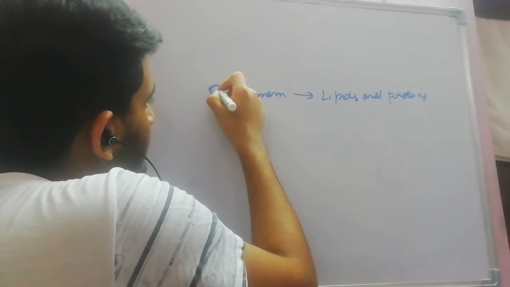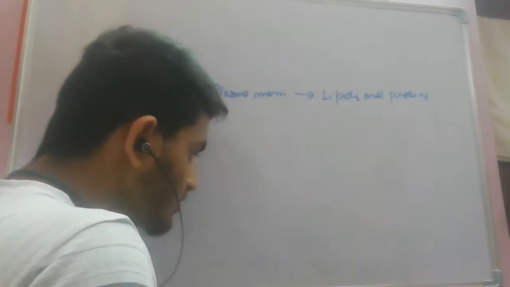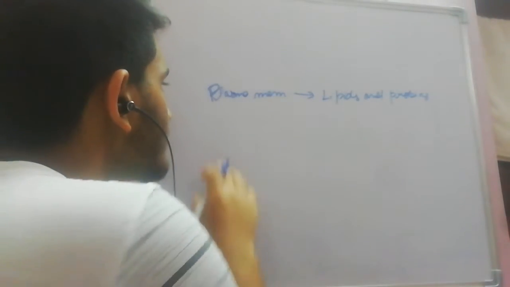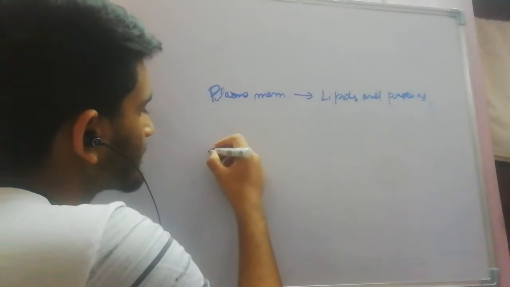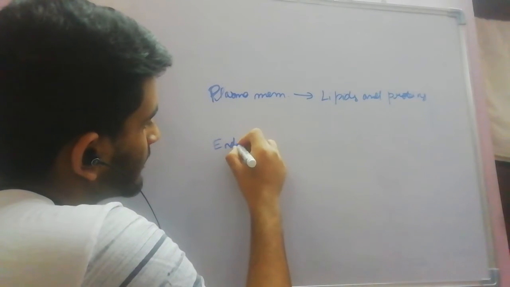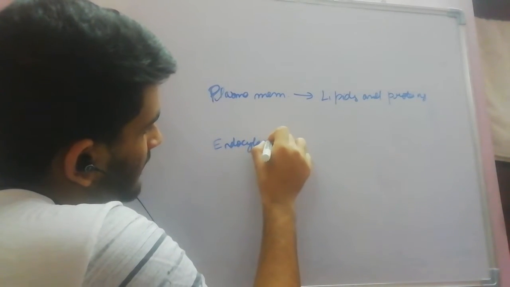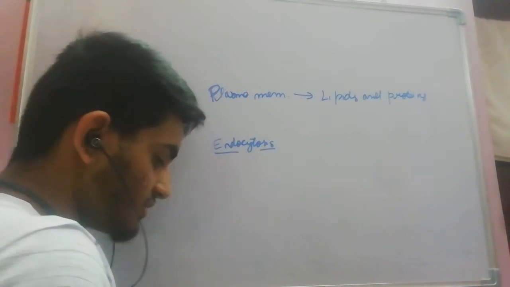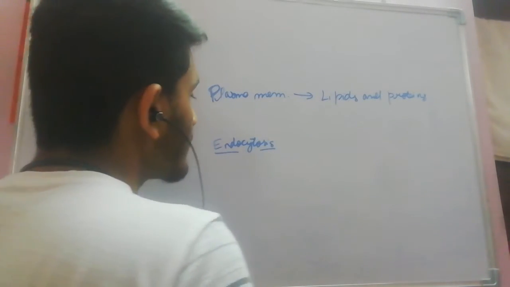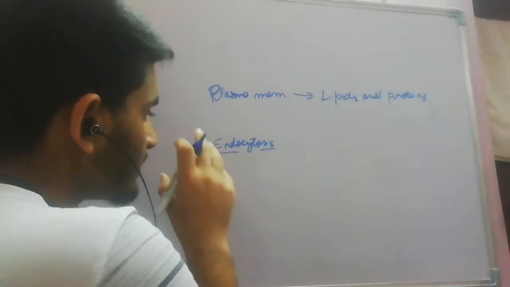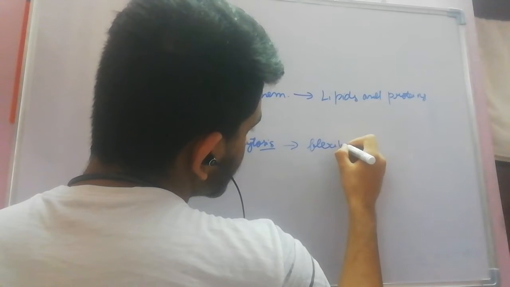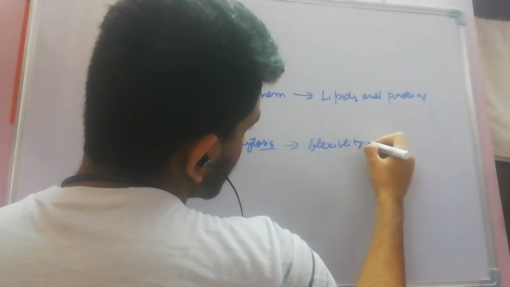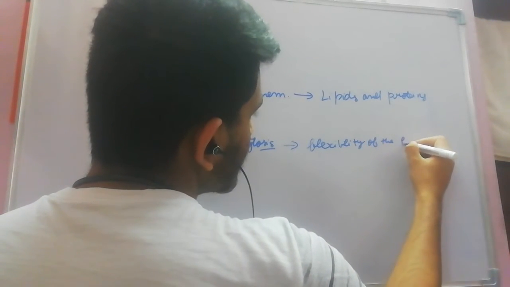There are several organisms which use endocytosis to engulf their food, like amoeba. Amoeba uses the process of endocytosis to engulf its food. Now, what is endocytosis? Endocytosis is the flexibility of the plasma membrane.